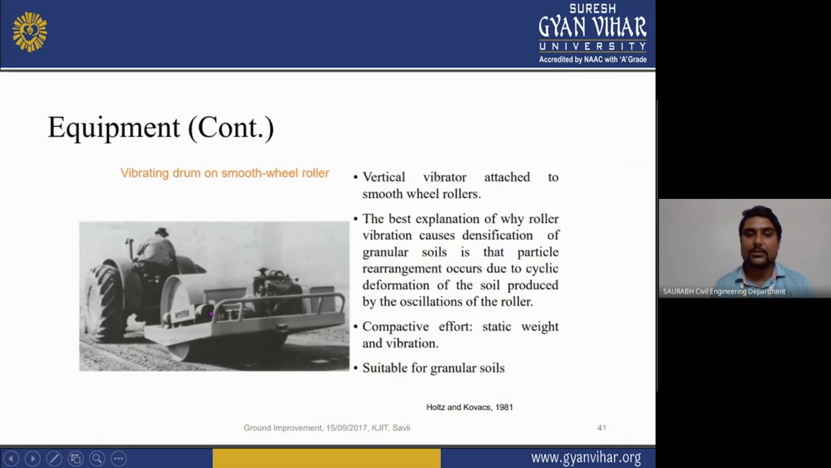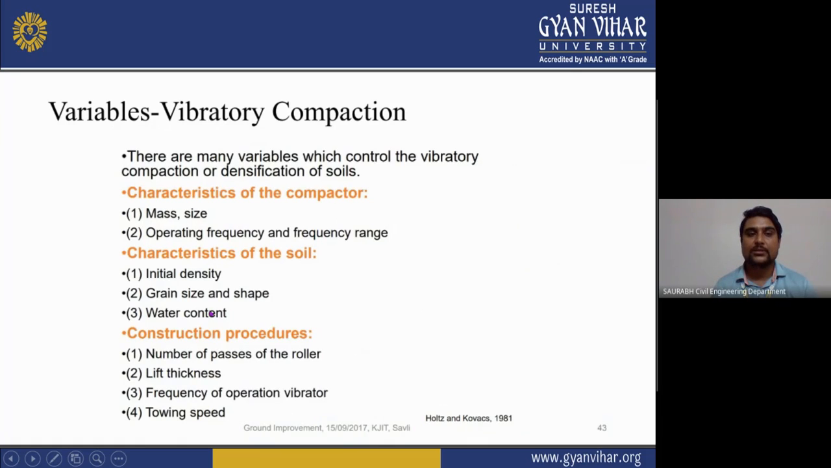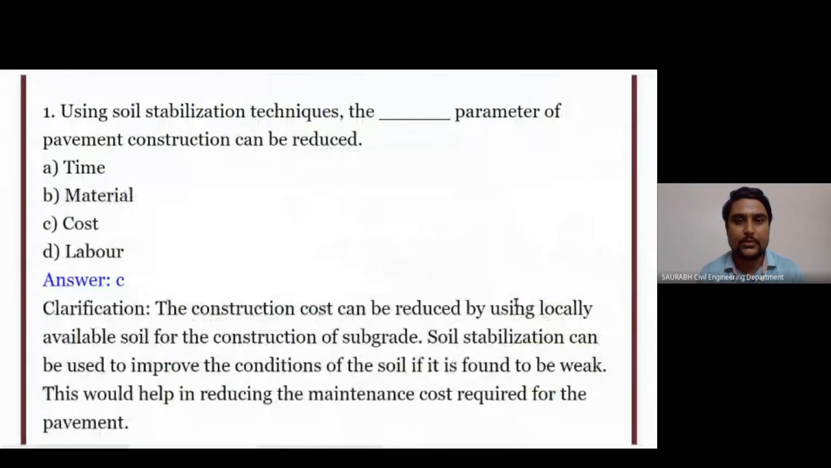So this is also one kind of roller, which is known as the vibrating drum or smooth wheel roller. Here is an equipment summary. As you can see, some equipment summary which is used during the ground improvement. And what are the variables of vibratory compaction? There are many variables which control the vibratory compaction or densification of the soil.